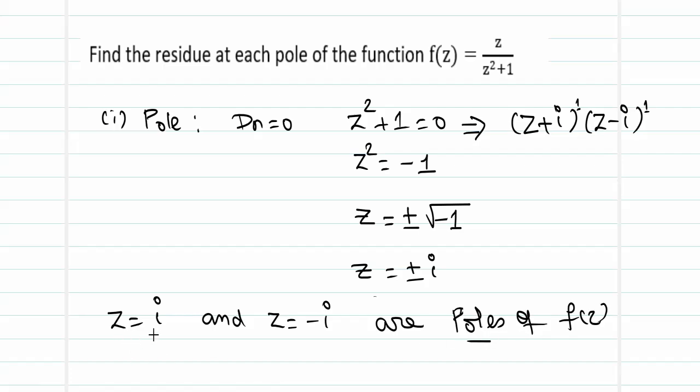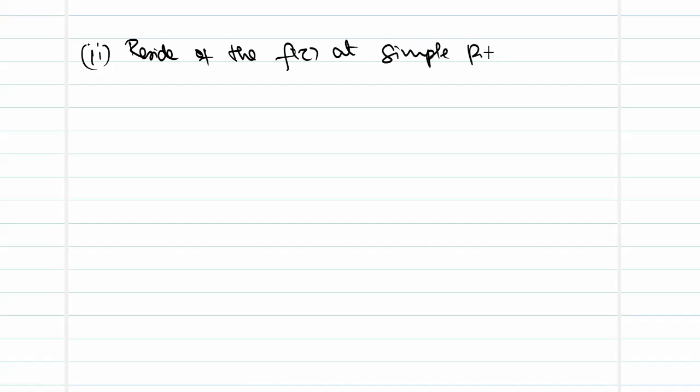Both these poles, z is equal to i and z equal to minus i, are going to be simple poles of my function f of z. Now what is my target? The second target is to find the residue at each of these points. So first we will find part 2, the residue of the function f of z at the simple pole z is equal to i. First we will copy paste our function f of z.